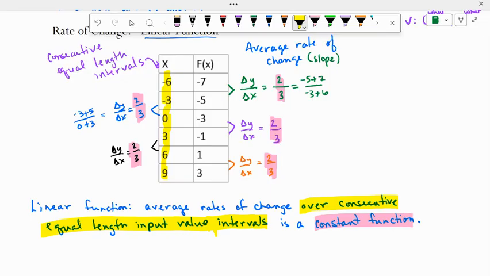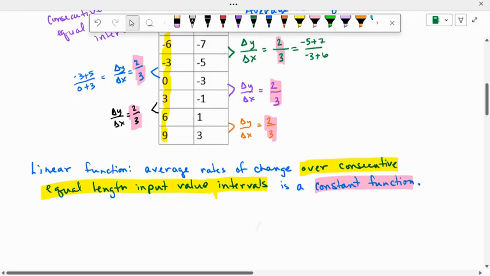If they ask you to describe or defend that a function is linear, then the reason it is linear is because the average rates of change over consecutive equal length input value intervals is a constant function.